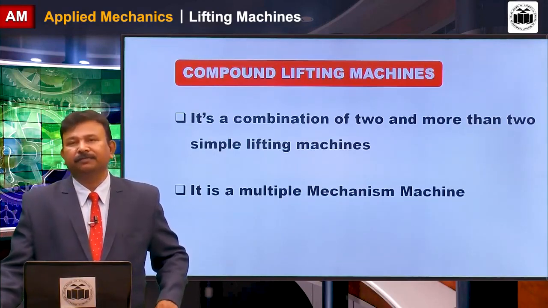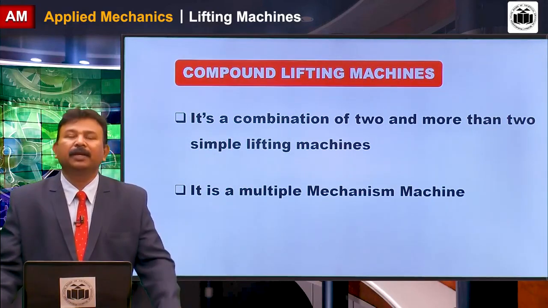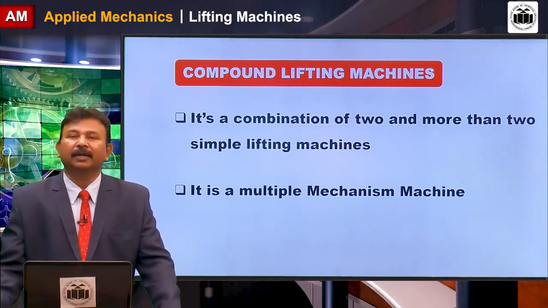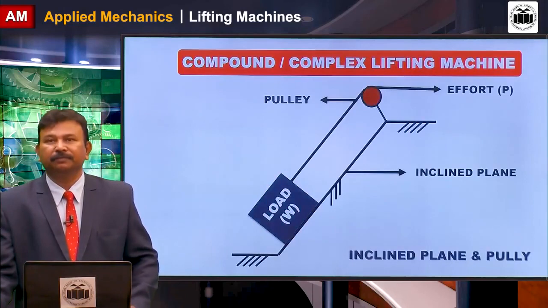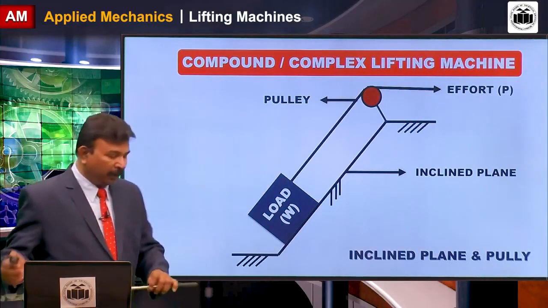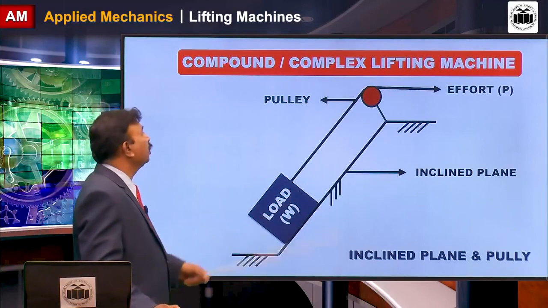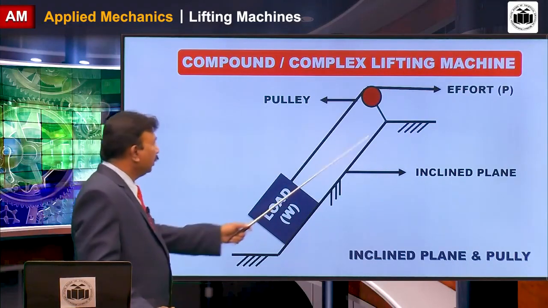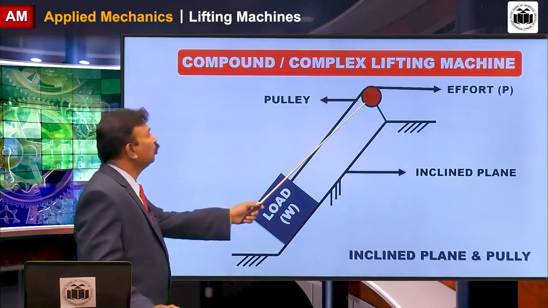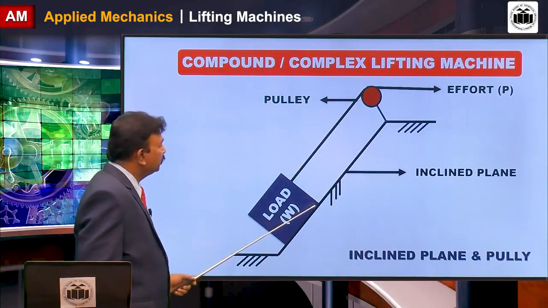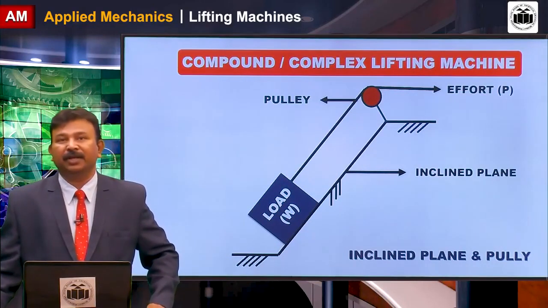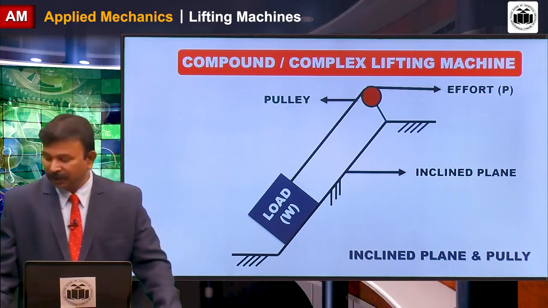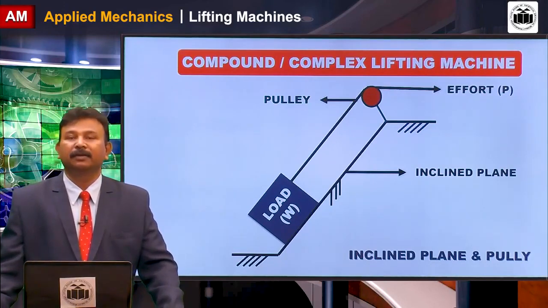Compound lifting machines. A compound lifting machine is simply a machine with multiple mechanisms, or we can say it's a combination of two or more simple lifting machines. Now we can see a lifting machine which is compound or complex in nature. Here an inclined plane is there as well as a pulley. A pulley is a machine as well as an inclined plane is a machine. So it's a combination of two simple lifting machines. It is a combination, so we call it a compound or complex lifting machine.